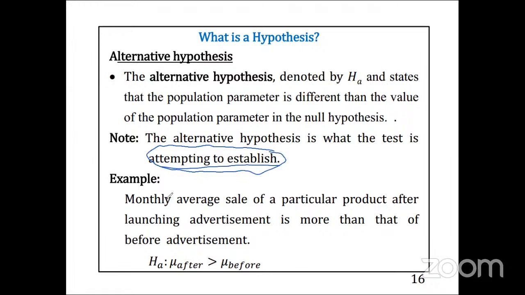For example, we know that obviously after launching the advertisement, the sale of the product is going to increase. So actually mean sale after advertisement will obviously be greater than mean sale before launching the advertisement. So look at this situation: your alternative hypothesis will be that mean sale after advertisement is more than mean sale before the advertisement. This is what we want to establish, but we are setting this in the alternative hypothesis, not in the null hypothesis.